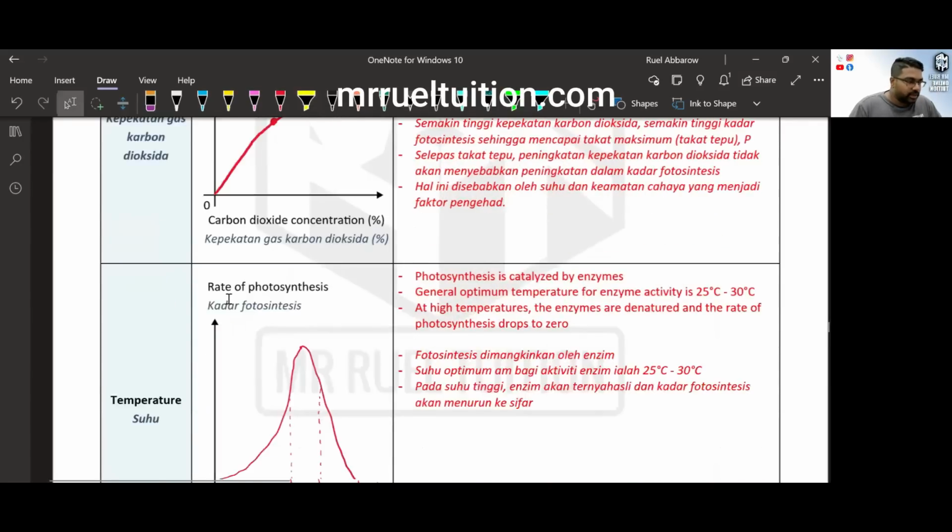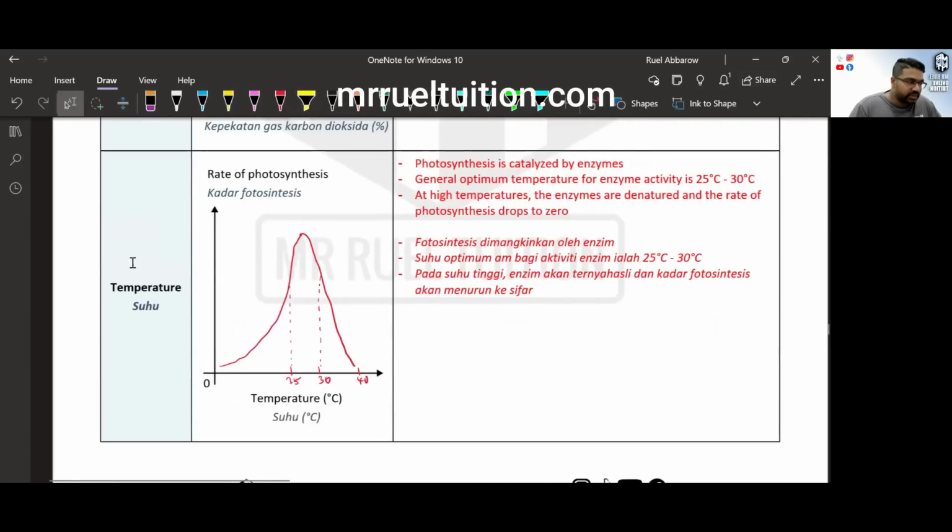Okay. Now, when it comes to temperature, if it's the effect of temperature on the rate of photosynthesis, then once again, it depends on which part of the curve you get, isn't it? Which range of temperature are you using? If you use from 10 to 40, for example, then you will get the entire thing like this. You should get something like this.